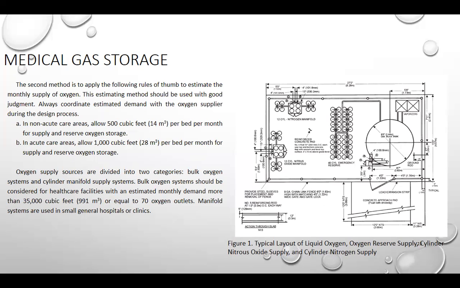Okay. Oxygen supply sources are divided into two categories: bulk oxygen system and cylinder manifold supply system. Bulk oxygen system should be considered for healthcare facilities with an estimated monthly demand of more than 35,000 cubic feet or equal to 70 oxygen outlets. Manifold systems are used in small general hospitals or clinics. This is the demand.